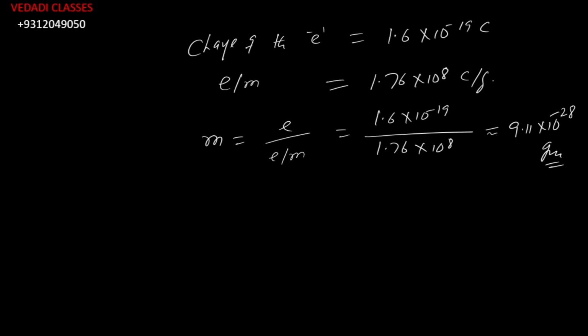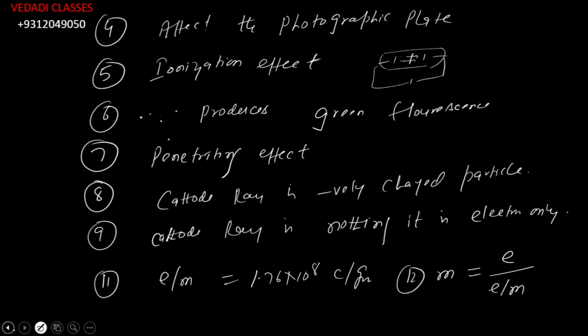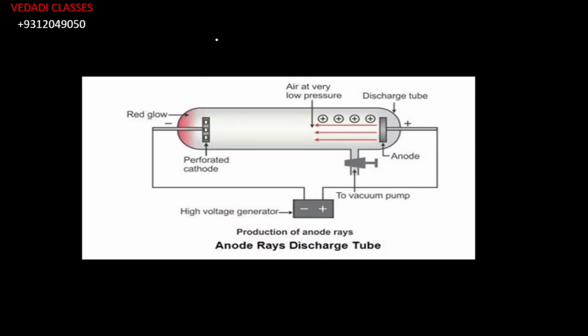So this is about the cathode ray experiment. Now we have to move towards the anode ray experiment. With the help of the cathode ray experiment, we discovered the electron. Now with the help of the anode ray experiment, we will discover the proton.